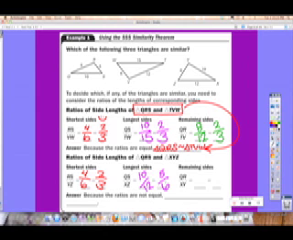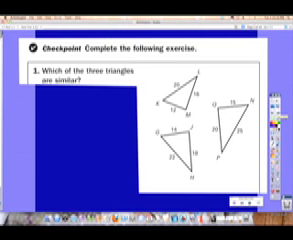Okay, next question. You're totally on your own. All they gave you was a picture. Remember, proportion. Do shortest over shortest, longest over longest, middle guy over middle guy. Start setting it up. Good luck choosing which two are similar. Hopefully you choose right.